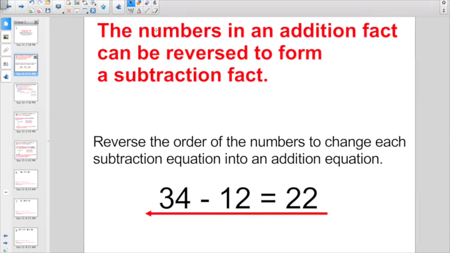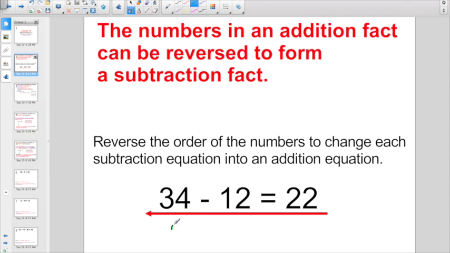So, to start off right now, something kind of easy. Here it says the numbers in an addition fact can be reversed to form a subtraction fact. We know that from writing down our fact families, right? So let's take a look here. It says reverse the order of the numbers to change each subtraction equation into an addition equation. We normally read number sentences left to right, correct? So let's just reverse the order.